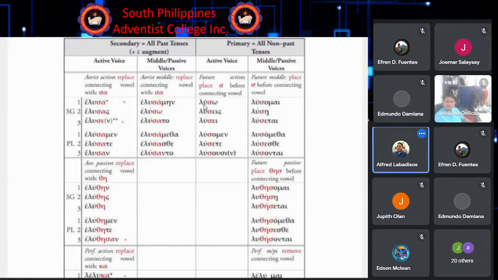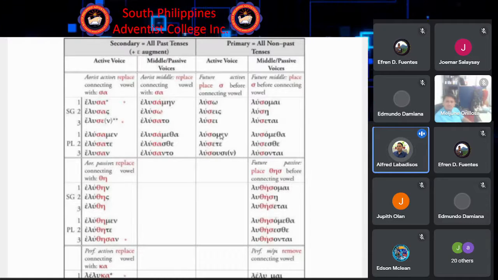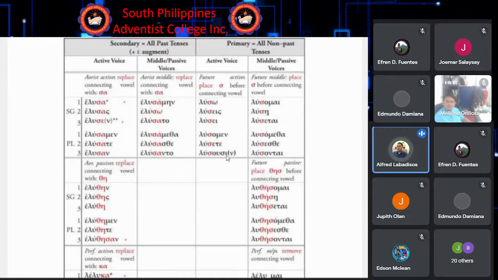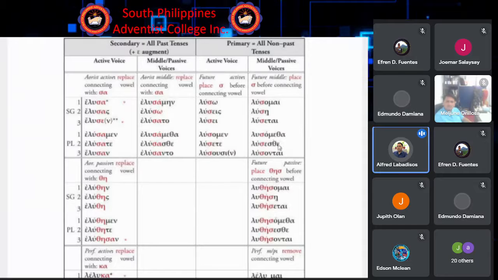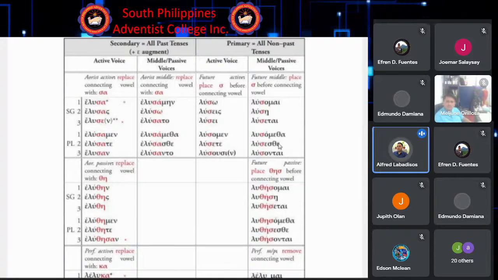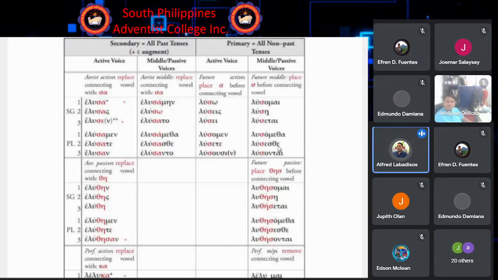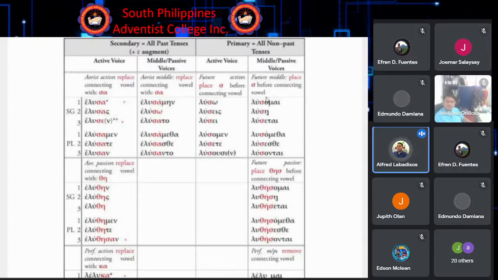If we go back to the present, it is only luo, lueis, luei, luomen, luete, luousi. Then luomai, luei, luetai, luometha, lueshe, luontai. That's for the present. For the future, just put sigma in between the verbal stem and the ending, then you have the future. You have the sigma here and also the sigma here. That's for the future active voice and the future middle voice.